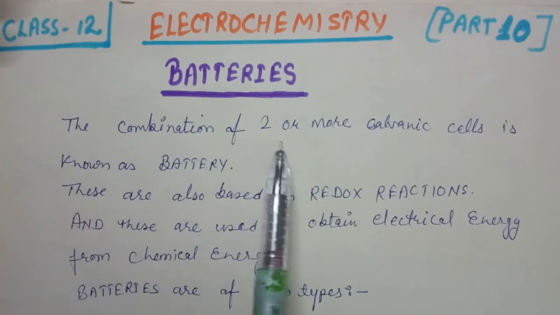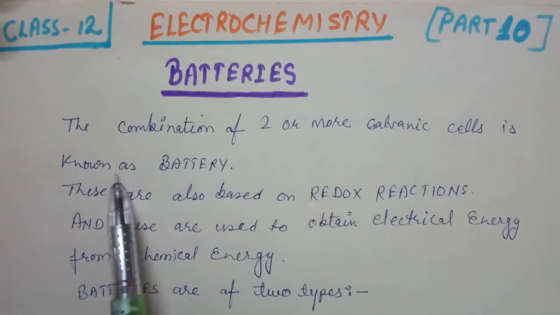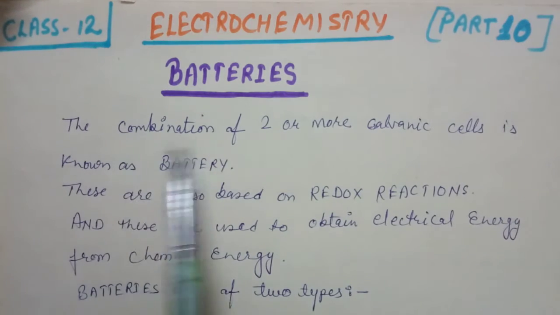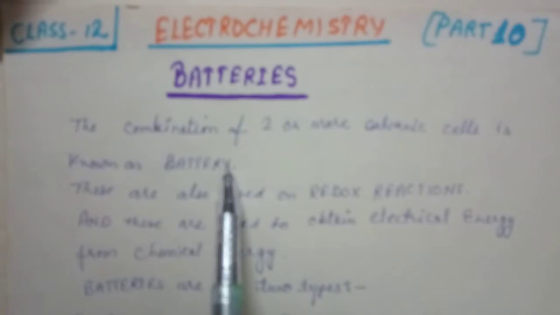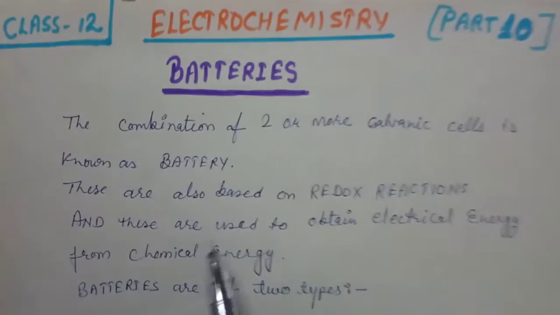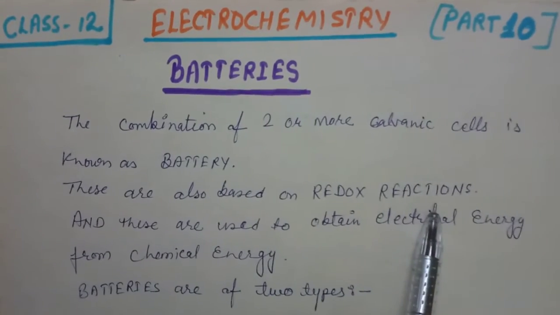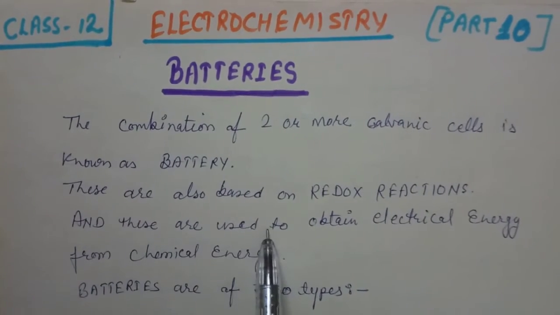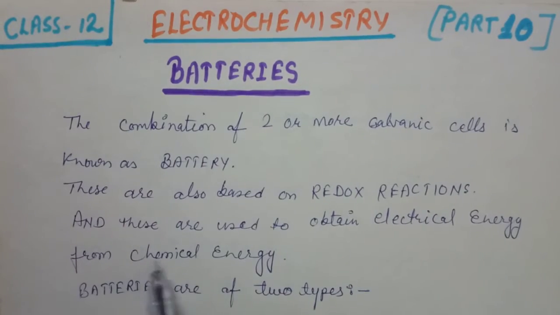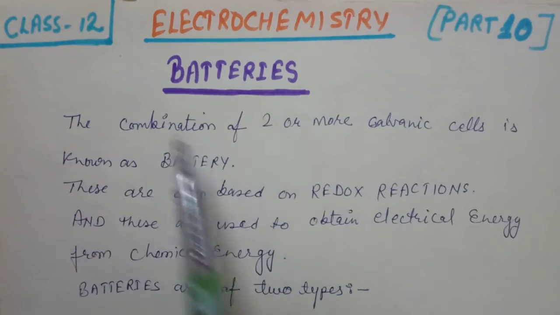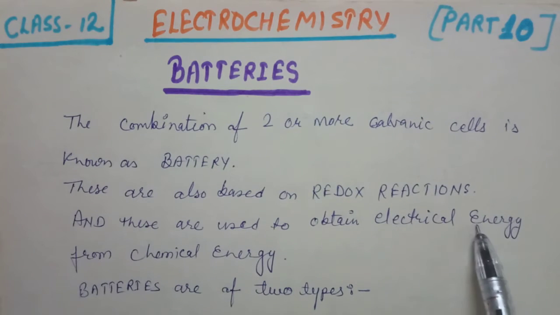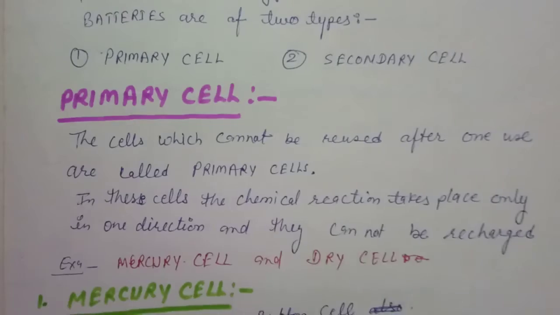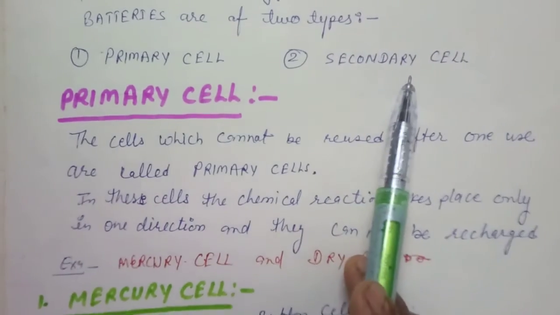So what is a battery? The combination of two or more galvanic cells is known as a battery. Clear? The combination of two or more galvanic cells is a battery. These are based on redox reactions, and these are used to obtain electrical energy from chemical energy, because these are galvanic cells. Galvanic cells means we get electrical energy from chemical energy. Batteries are of two types: primary cells and secondary cells.